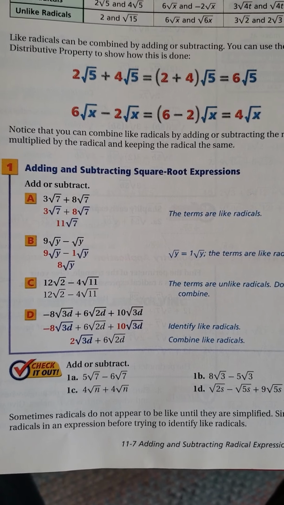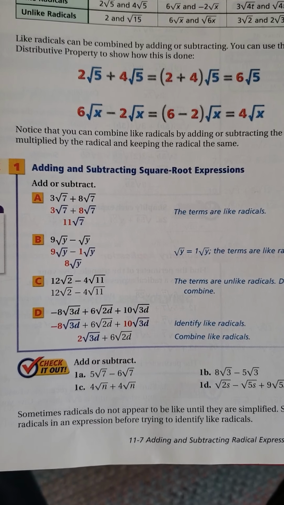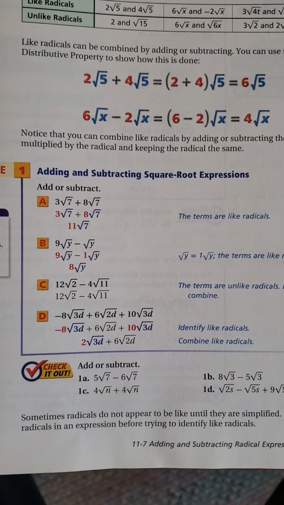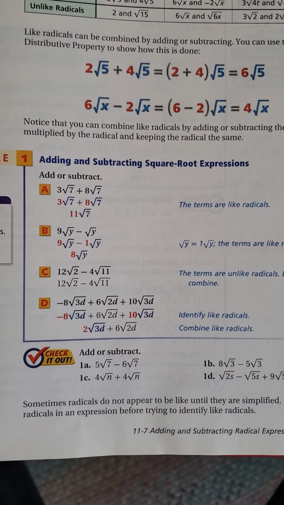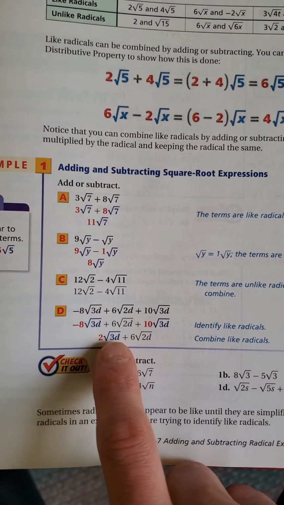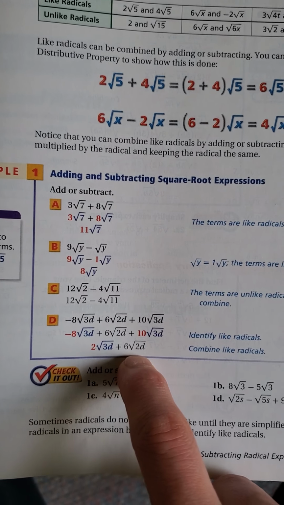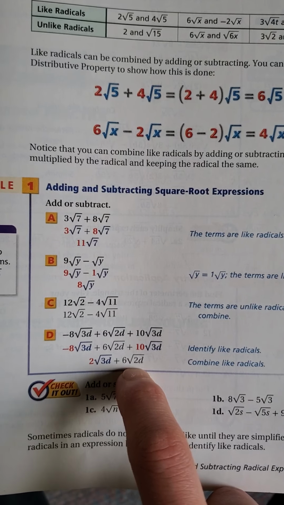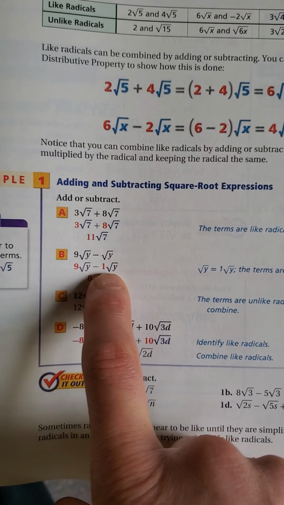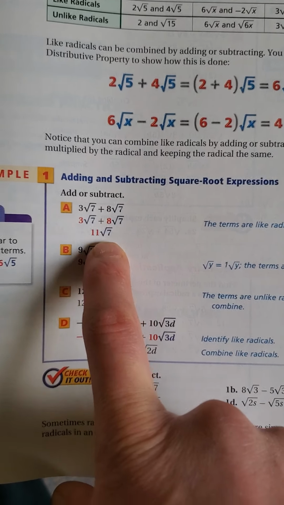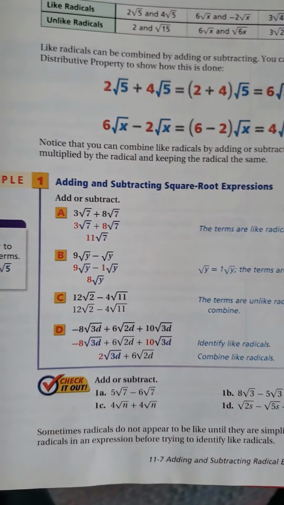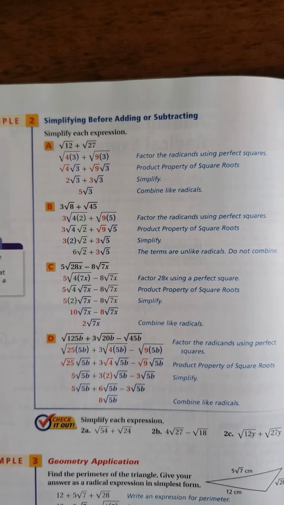C doesn't simplify at all because the square root of 2 and the square root of 11 can't go together. D does simplify some, but you cannot put something that has the square root of 3d with the square root of 2d because they're not the same thing. You can only put things together if it's the square root of y in both cases, or the square root of 7 in both cases, or something similar.